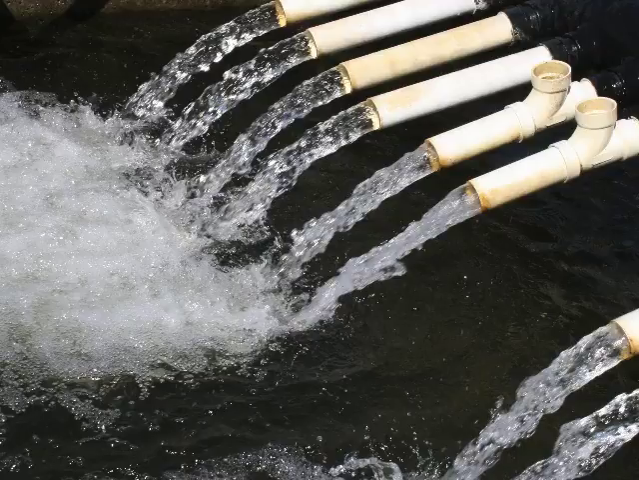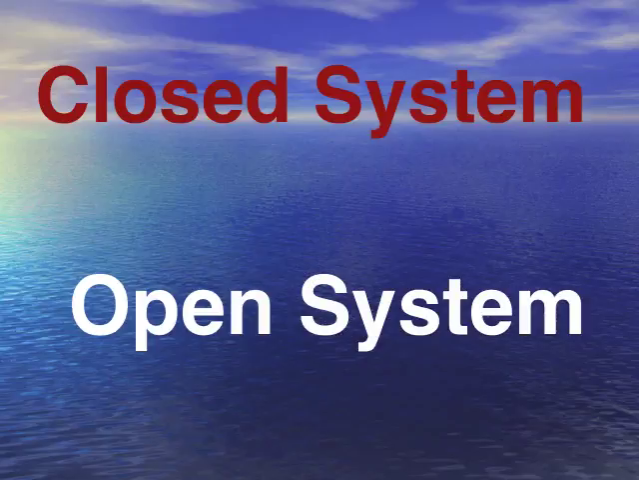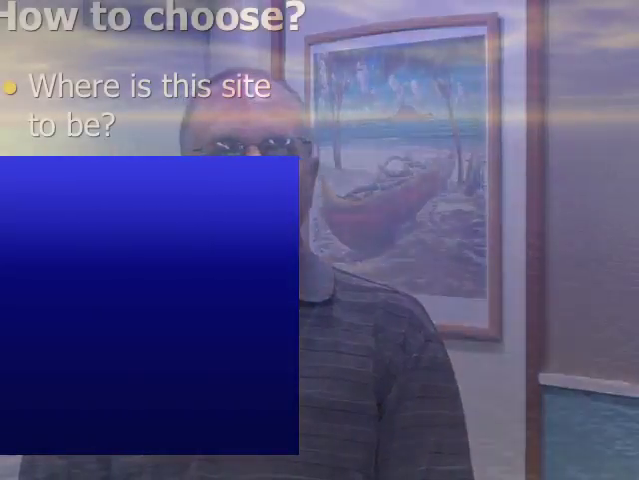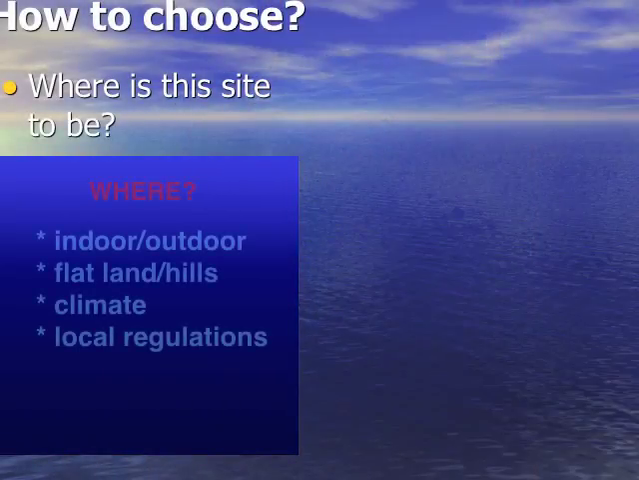Now we've got a question. This open versus closed system, why would a farmer maybe want to consider one type versus the other? Here are some points to consider. The physical location of your site.